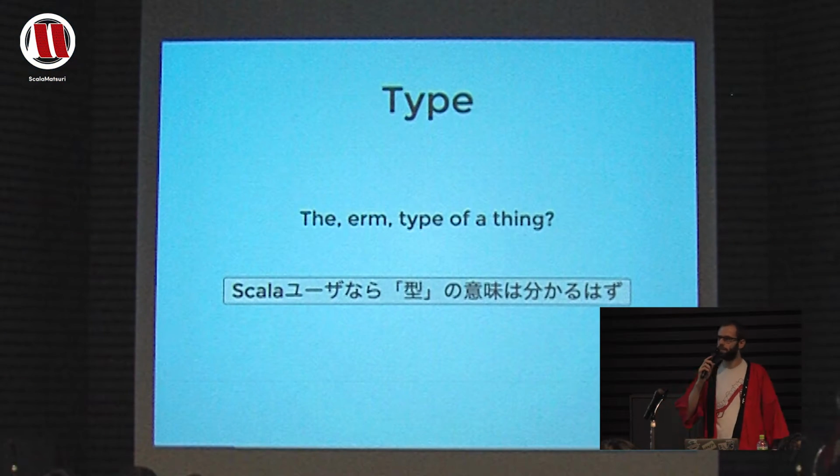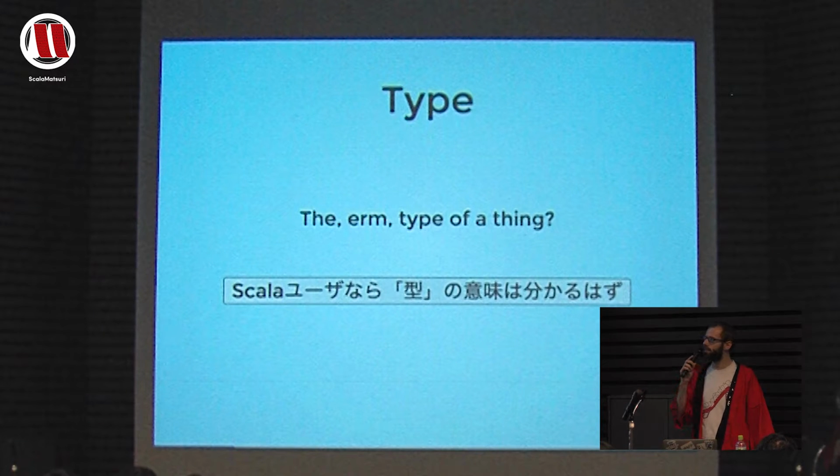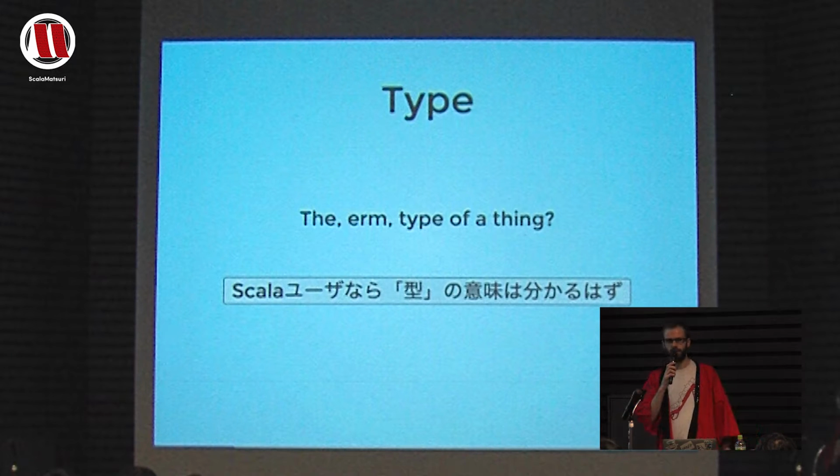So types. Scala is famous for its quite complicated type system. We have many different types of types. Like we have existential types and path-dependent types and phantom types and all kinds of types. But we won't go into that in too much detail in this talk. We'll just say, you probably know vaguely what type means.